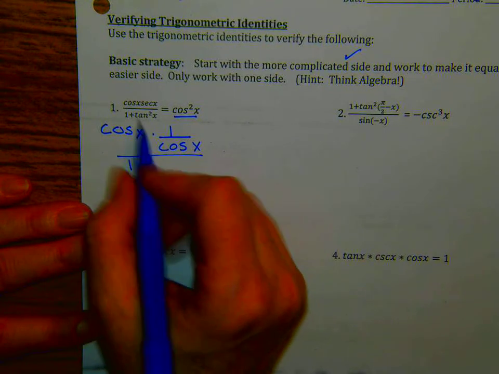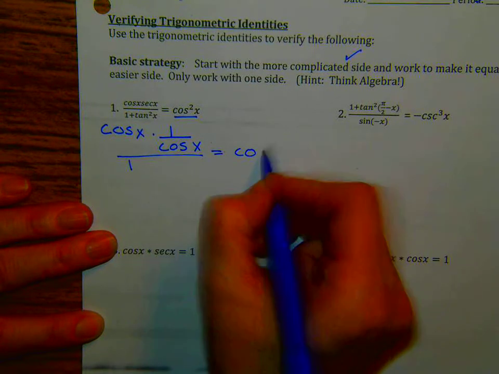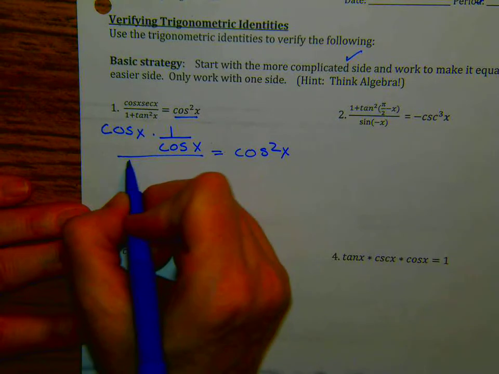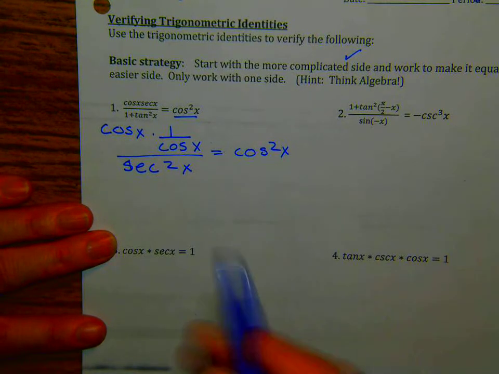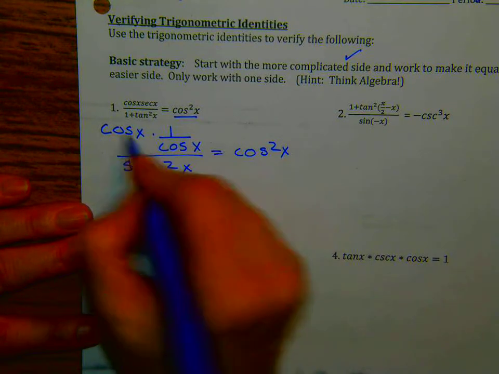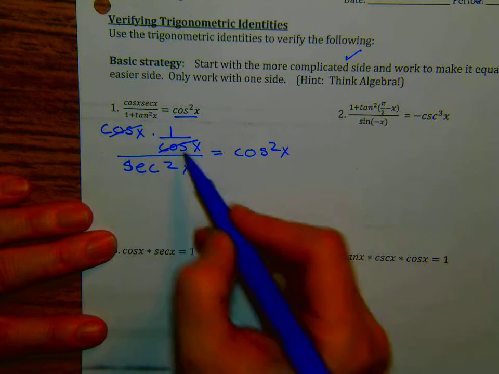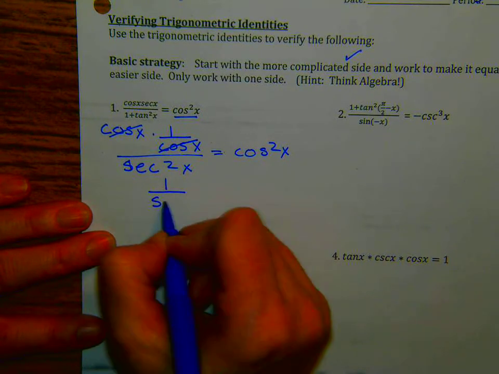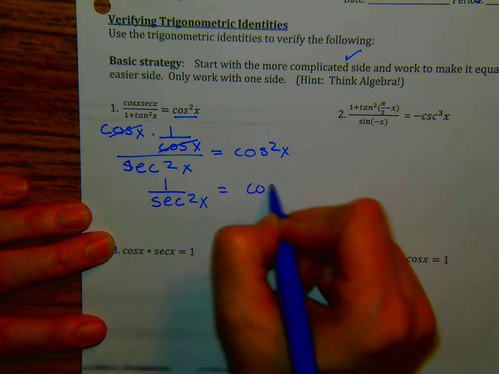What else can we do with the denominator? We have 1 plus the tangent squared of x. How else can we write that? Well, we can write that as a Pythagorean identity. So we could say that is the secant squared of x. All right, what's going to wash out here? The cosines are going to cross out because anything divided by itself is 1. So that becomes 1 over the secant squared of x equals the cosine squared of x.